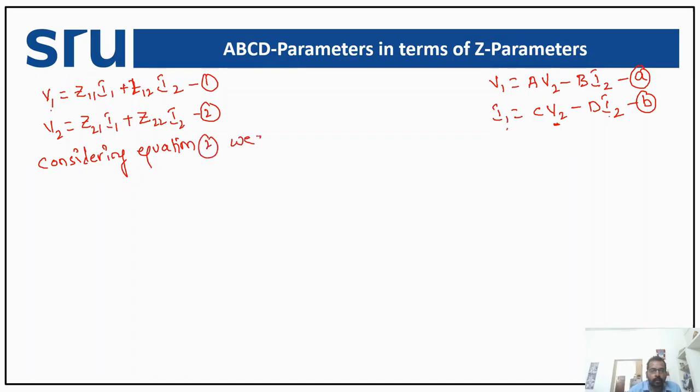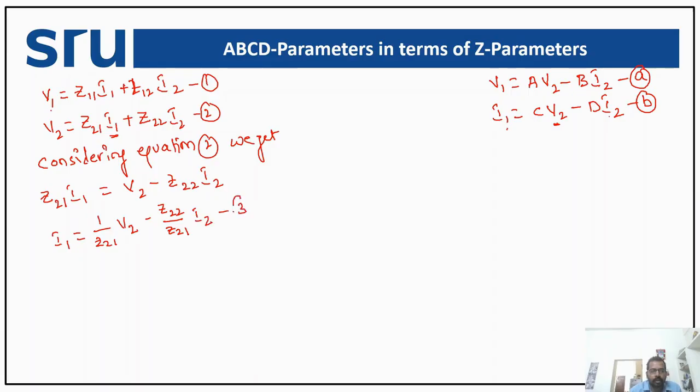We rewrite it, as we require I1. Z21 I1 is equal to V2 minus Z22 I2. My I1 is equal to 1 by Z21 V2 minus Z22 divided by Z21 I2. Let us assume this is equation 3.